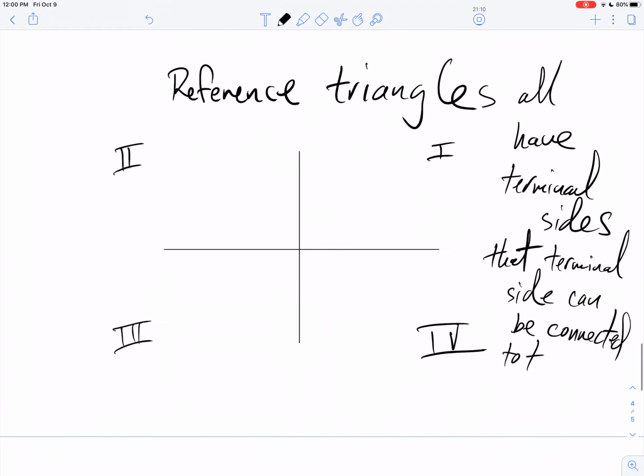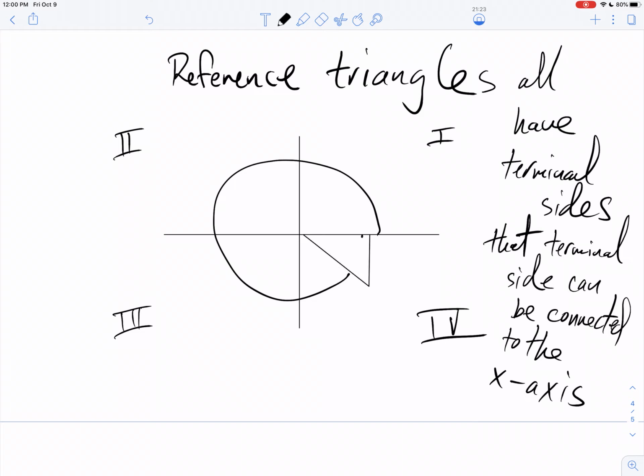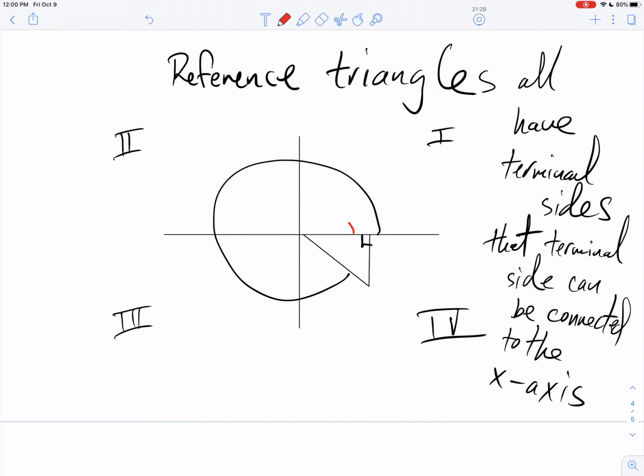I am running out of room. Why don't I just scroll down to the x-axis? So if I draw anything, I have a terminal side, I could connect it to the x-axis. Guess what? I got a reference triangle. I could draw a terminal side, okay, oh, that was horrible. Terminal side, connect to the x-axis. Boom, I got a reference triangle.